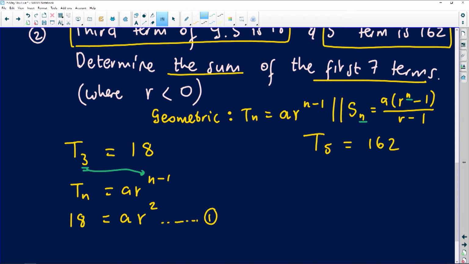Now I'm going to go to the second part, the one about the fifth term, right? The fifth term. Again, Tn is AR to the power of n minus 1. What is the value of the term? The value of the term is 162. What is the first term? We don't know that. What is the ratio? We don't know that, but we know this is term number 5. So it's at position 5. So position 5 minus 1 will give us a value of 4. Right. So this is going to be my equation 2.